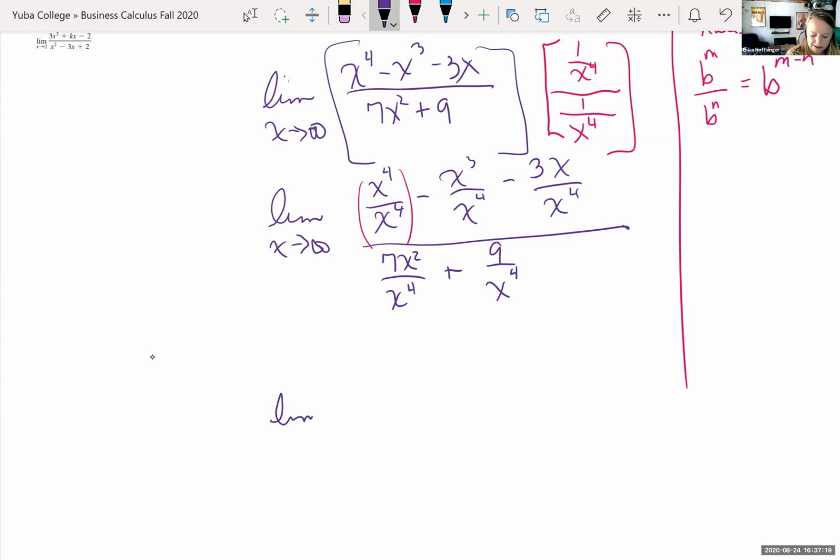So you've got the limit as x goes to infinity of 1 minus, so x cubed over x to the fourth. So this is 3 minus 4, which is a negative 1. So that would actually be in the denominator, 1 over x, minus 3 all over x cubed, all divided by, well, 7x squared over x to the fourth is 7 divided by x squared, plus 9 over x to the fourth.